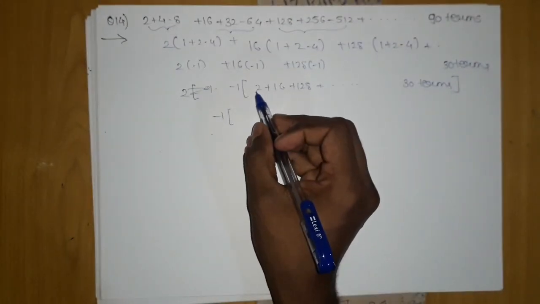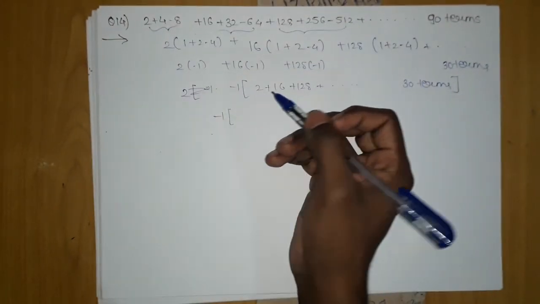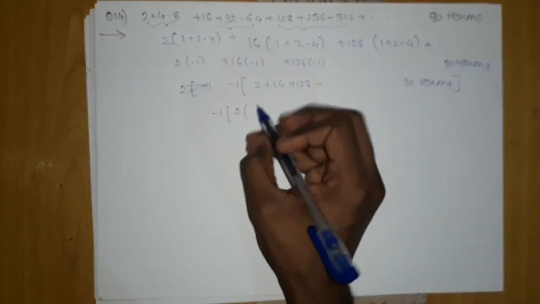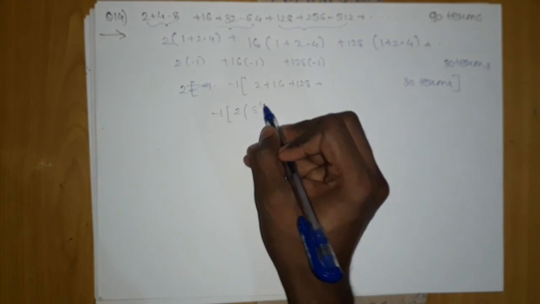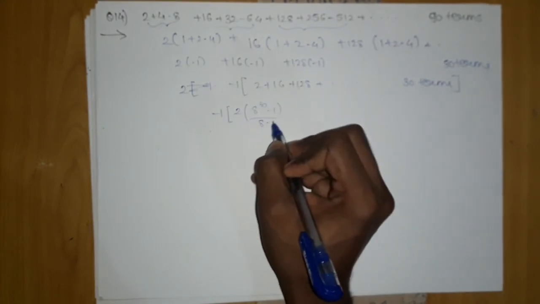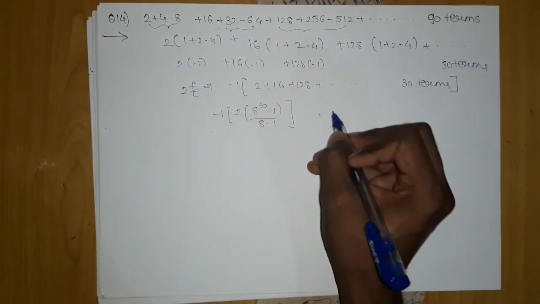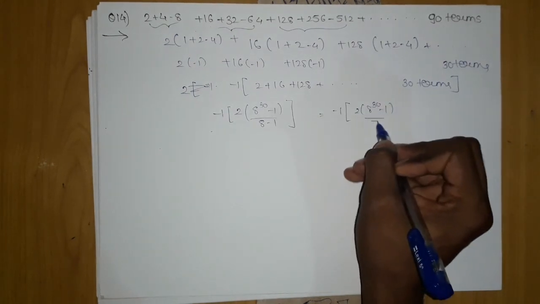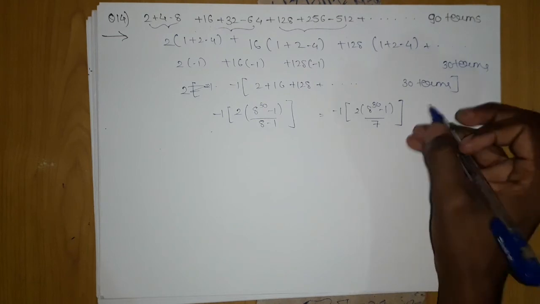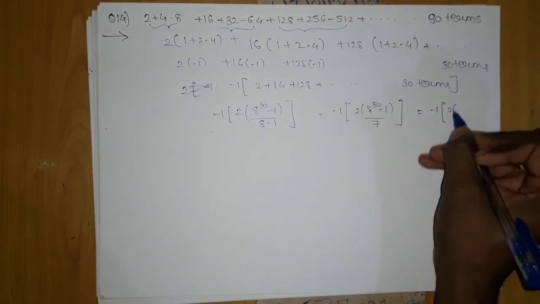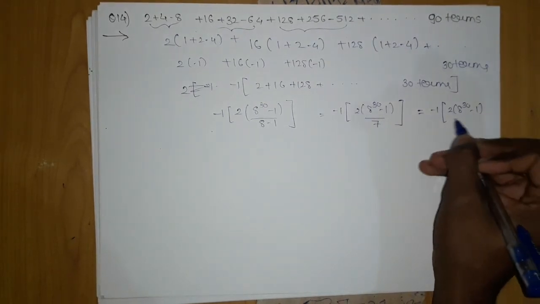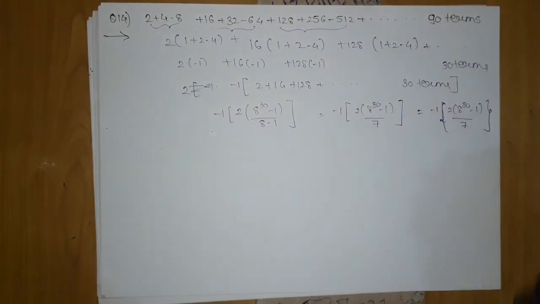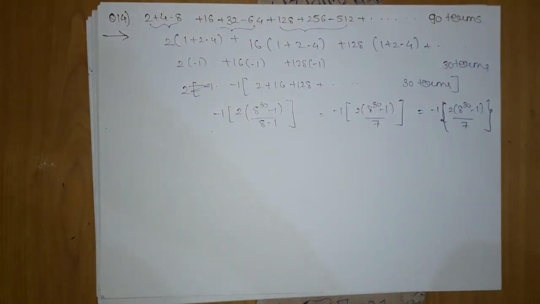Now my first term is 2 and the ratio is 8, so it is 2 into 8 power 30 minus 1 upon 8 minus 1. It gives me minus 1 into 2 into 8 power 30 minus 1 upon 7. So we got this, which is nothing but minus 1 into 2 into 8 power 30 minus 1 upon 7. This is our answer, and we are done with this problem.